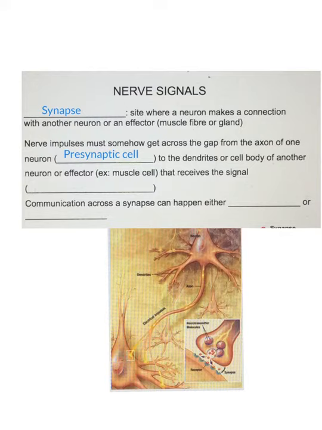So here, this would be the presynaptic cell, and it has to get from the end of this presynaptic cell to the cell body of the next neuron, or the effector. So this could be the next neuron that's going to pass a signal onto. It also could be a muscle or a gland or something that's going to actually receive that signal. And that second one that receives a signal is called the postsynaptic cell.